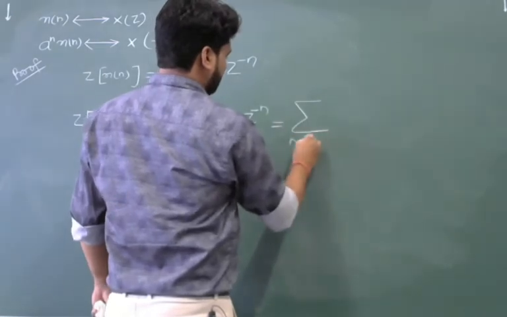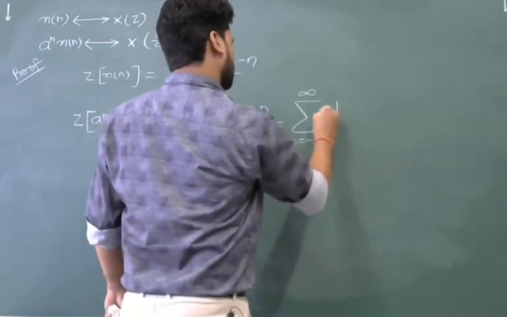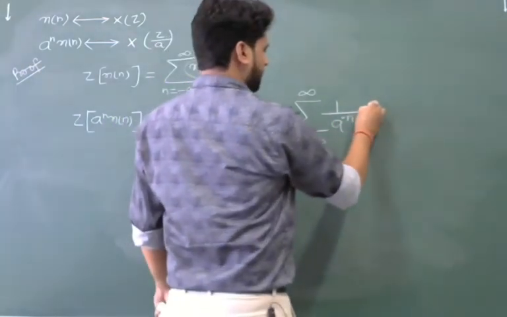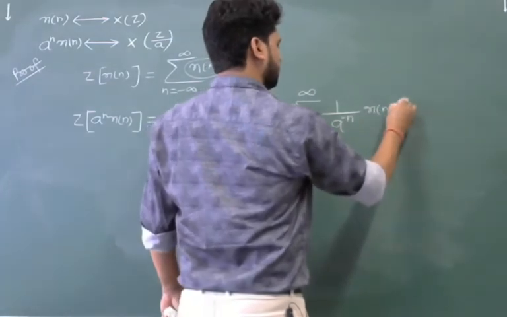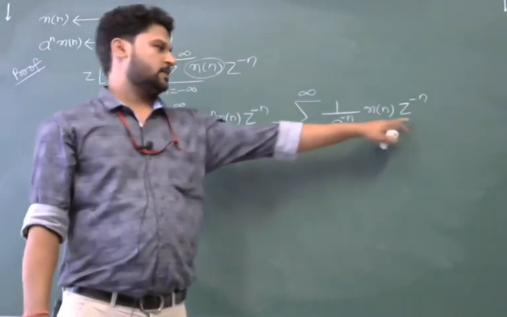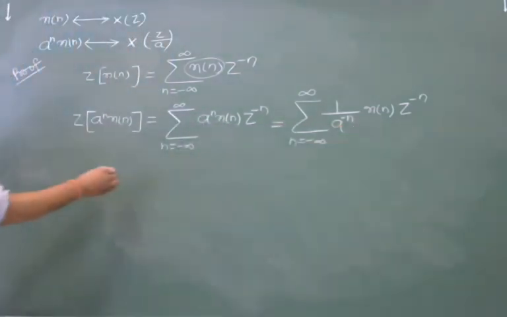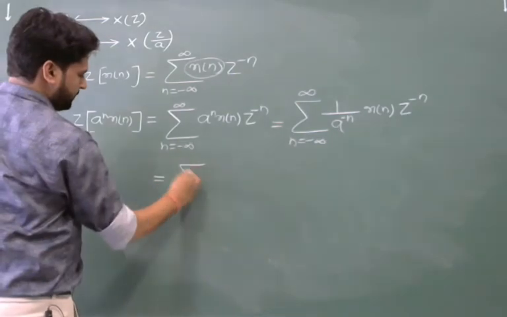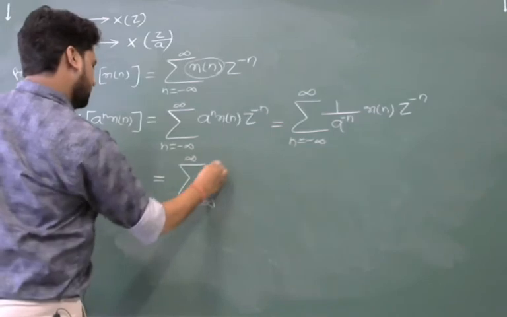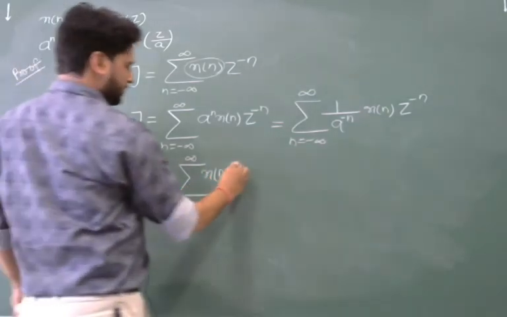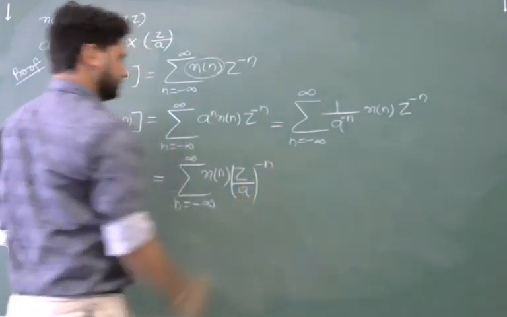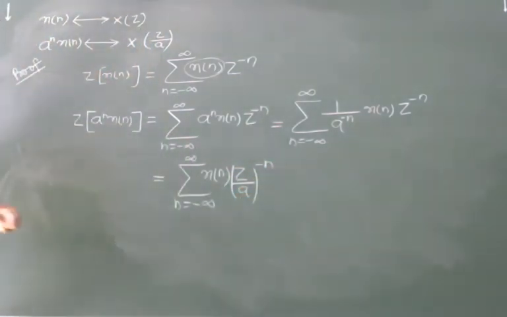So this can be written further as sigma n from minus infinite to plus infinite 1 upon a power minus n into x of n into z power minus n, or we can combine these two as sigma n from minus infinite to plus infinite x of n into z by a power minus n. So compare these two relations.